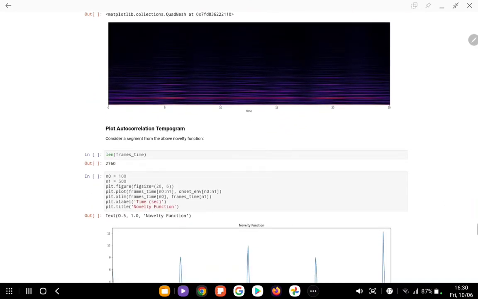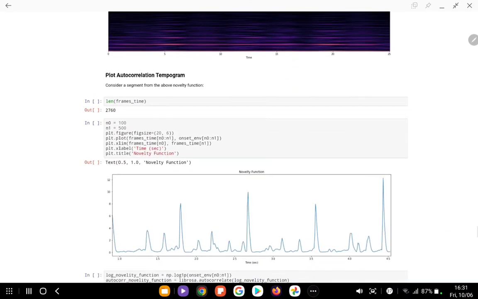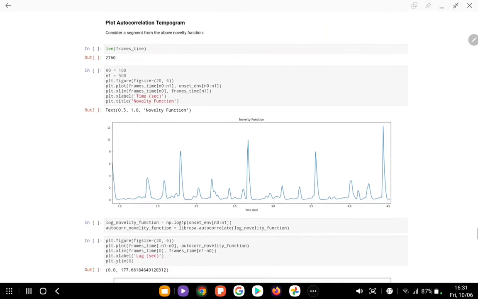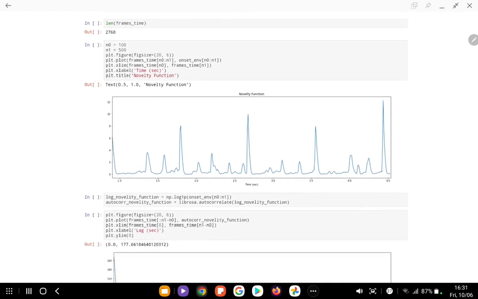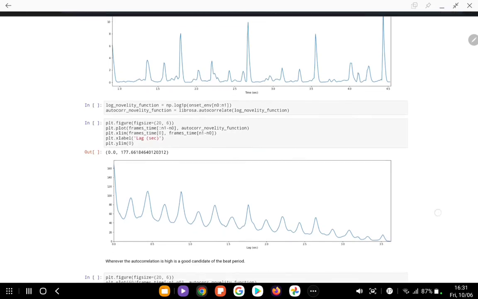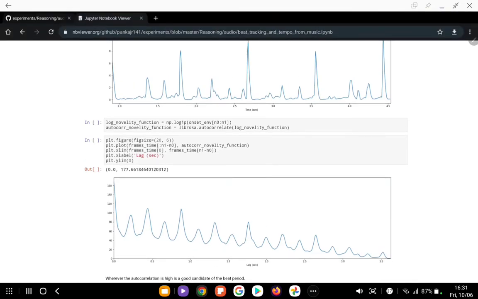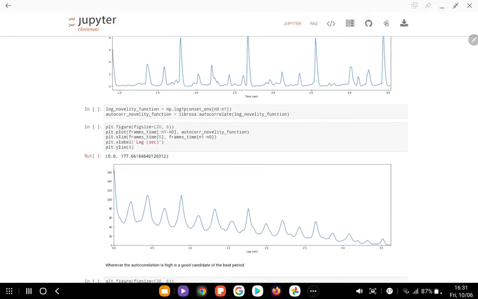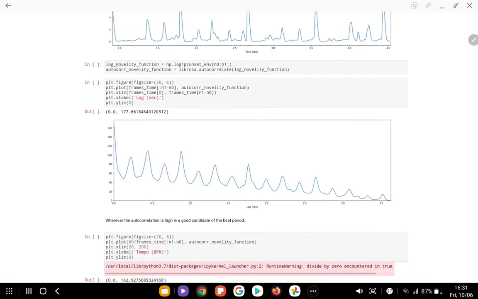You can also plot the autocorrelation tempogram, so let's dive into it. Instead of plotting the entire music signal, let's just plot only up to 100 to 500 frames, because autocorrelation takes a small sample and then analyzes it. So when we take a small sample, this is how it looks. And then just take log1p and autocorrelate, and this is what your autocorrelation function will look like.